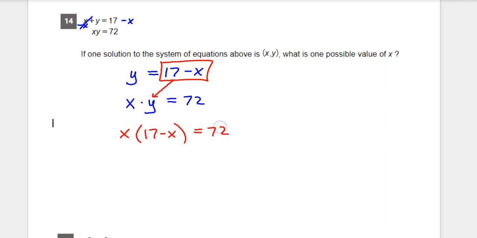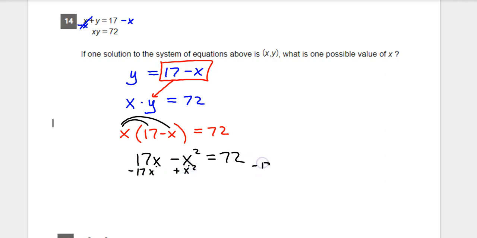which is 72. And now I got to solve this, which is going to give me 17x minus x squared equals 72. Well, this is kind of nasty because I have x and I have x squared. I can't combine them. I can't get x by itself. So this is basically a quadratic, and I want to set the quadratic equal to 0. And I'd really like x squared to be positive. So I'm going to move everything to the right-hand side. So I'm going to take away this 17x, and I'm going to add x squared.